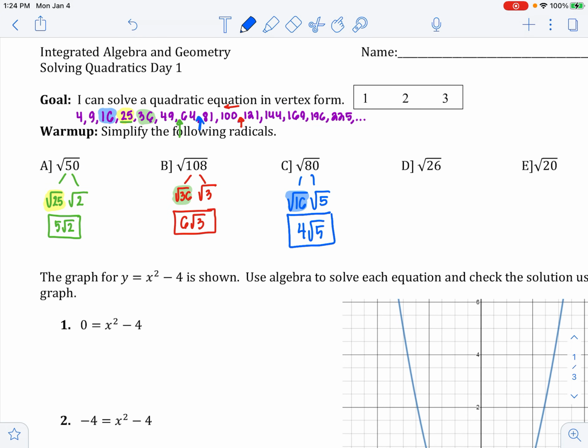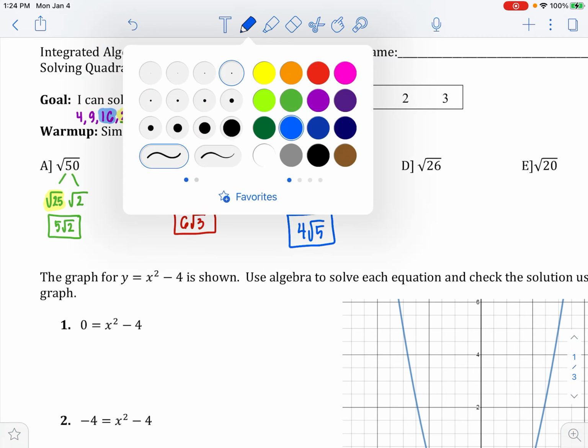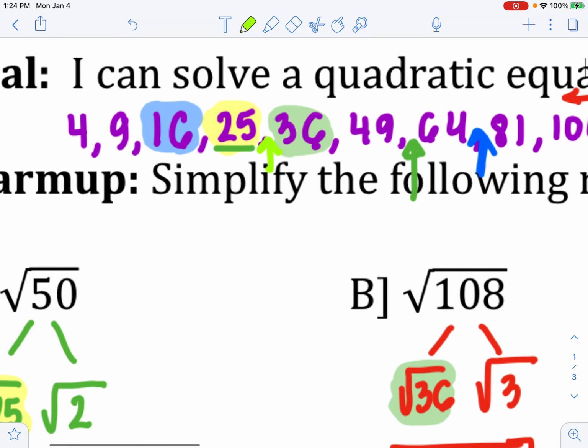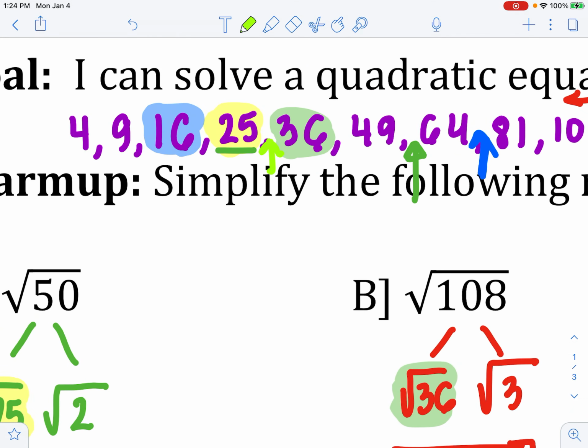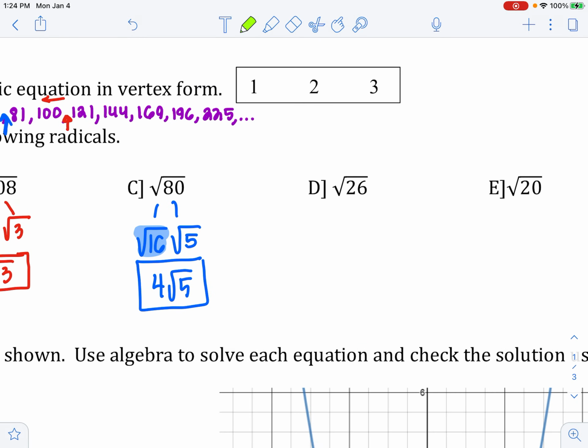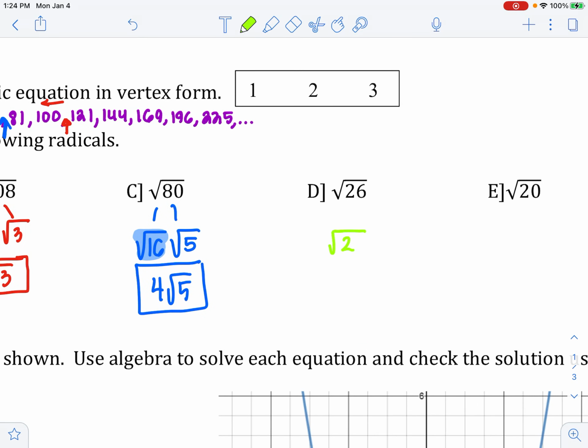All right, next one is the square root of 26. So 26 is not a perfect square. It'd fall right here. So does 25 go into 26? No. Does 16 go into 26? No. Does 9 go into 26? No. Does 4 go into 26? No. So no perfect square goes in there. That means root 26 is not simplifiable. It's just root 26. There's no way to simplify it even more.